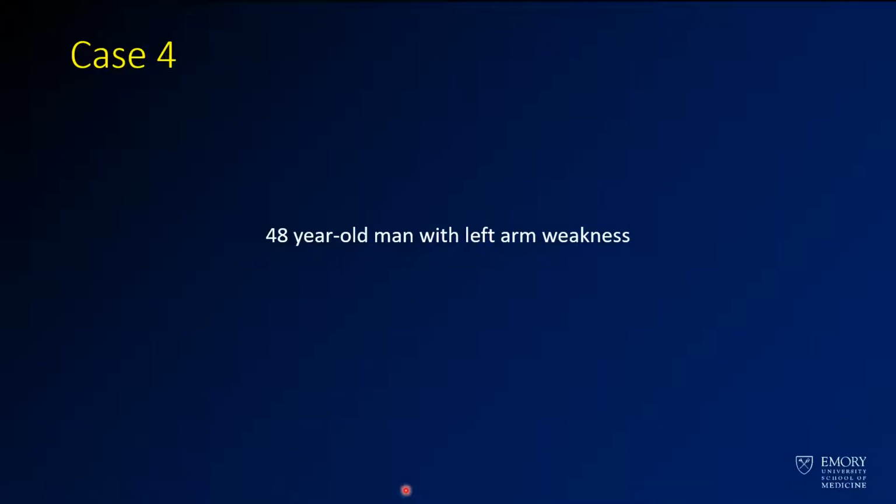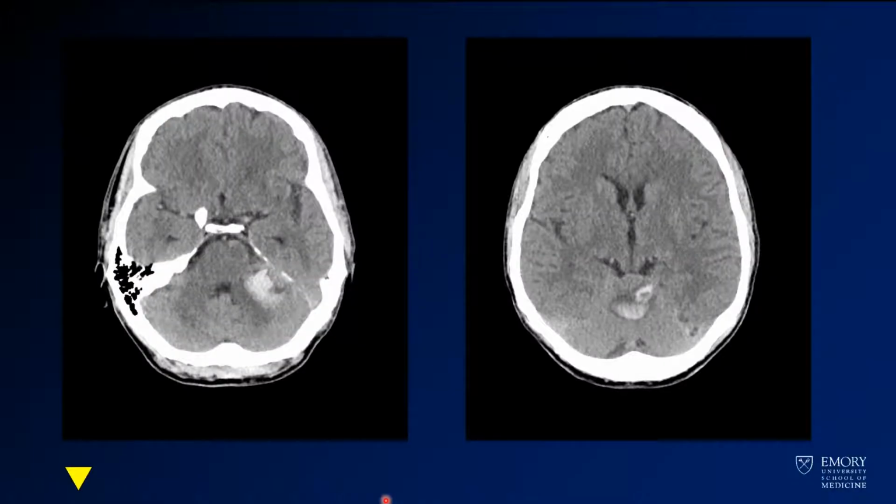For case 4, we have a 48-year-old man with left arm weakness. So here, as you're coming up inferiorly, you've got some hyperdense material in the left cerebellar hemisphere, kind of extending into the superior parts of the midline cerebellum or cerebellar vermis.